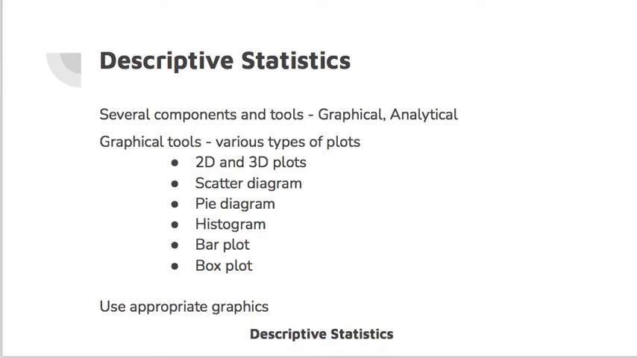This graphical tool is one of the components where the data can be understood, where the data can be presented. And an appropriate number of graphics is very important. Use the appropriate graphics: where to use pie diagram and where to use histogram, bar plot and box plot. Deciding on using appropriate graphics is more important. And I am repeating, several components and tools in descriptive statistics at a very elementary level: graphical and analytical. In graphical tools, various types of plots, two-dimensional, three-dimensional plots, scatter diagram, pie diagram, histogram, bar plot and box plot.